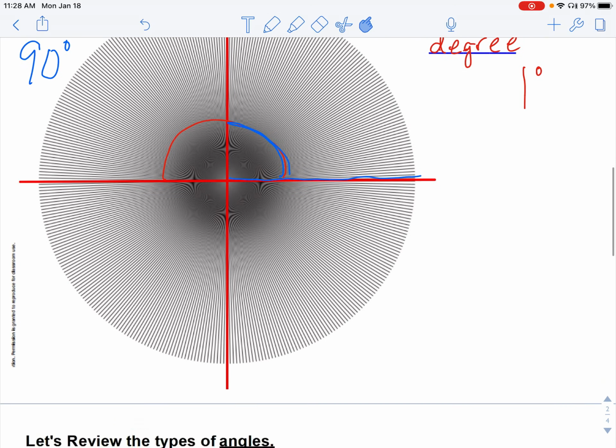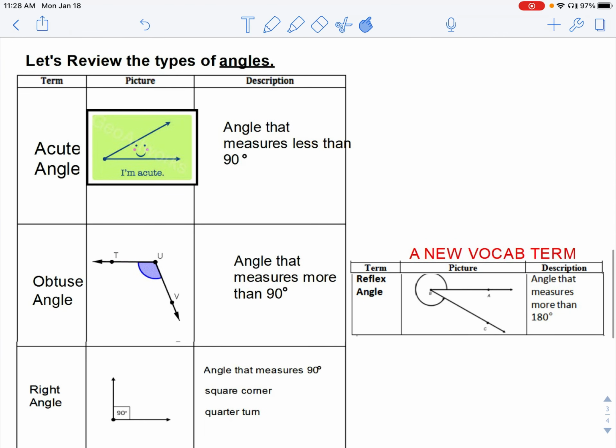Now let's review some of our angle vocabulary. An acute angle is an angle that measures less than 90 degrees. So we've already been using that word degrees long before we even officially learned it. Obtuse angles measure more than 90 degrees, and I like to say that one, obtuse angle, in a deep voice, picturing it as a big wide angle. And my personal favorite, the right angle measures exactly 90 degrees, also known as a square corner, also known as a quarter turn.